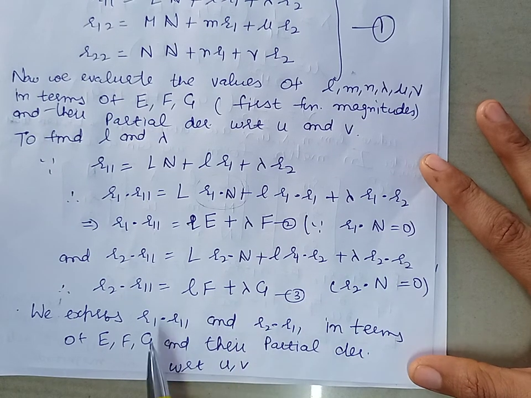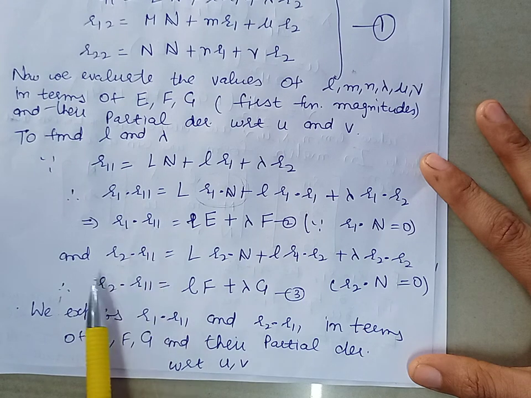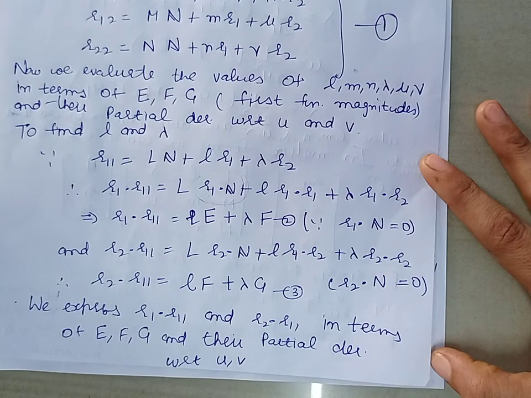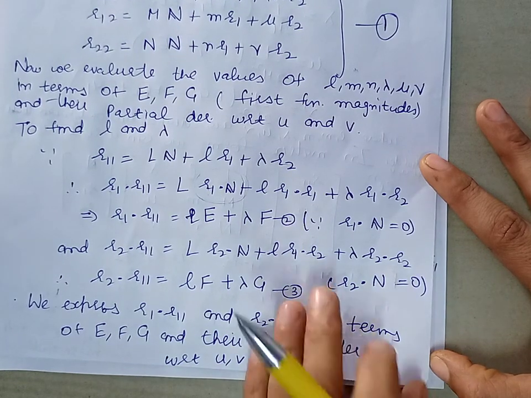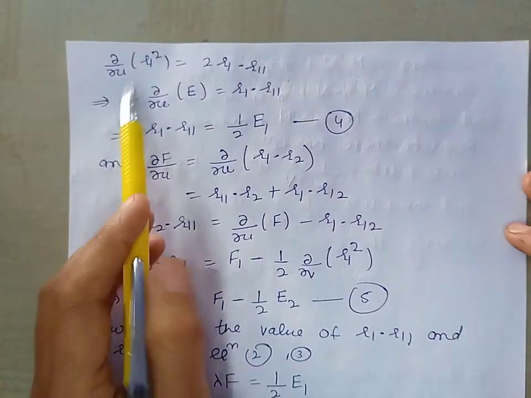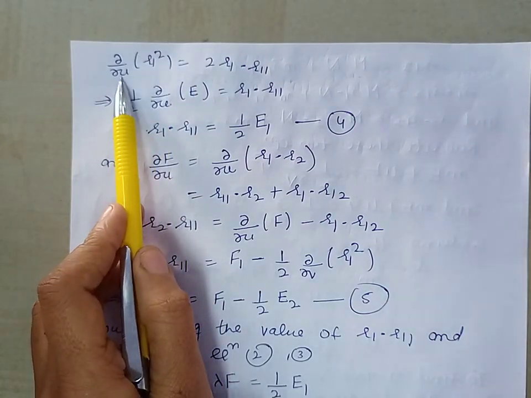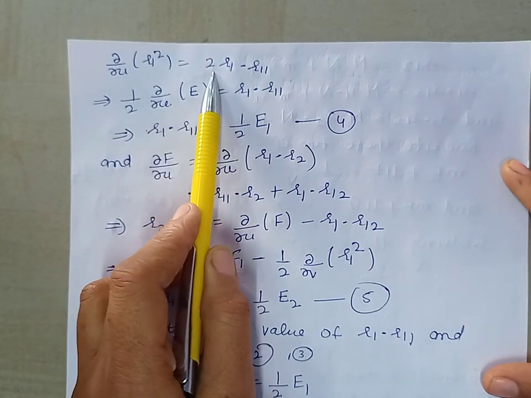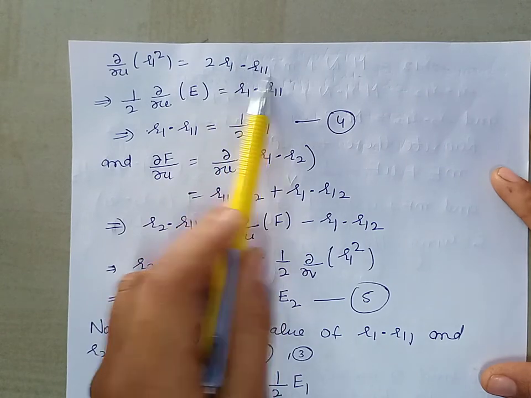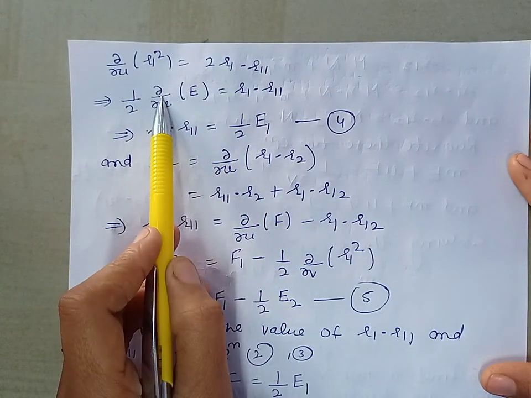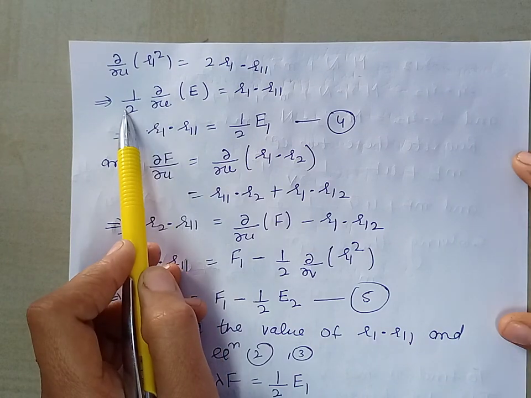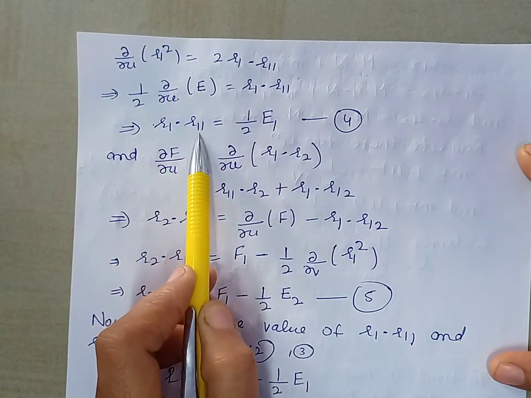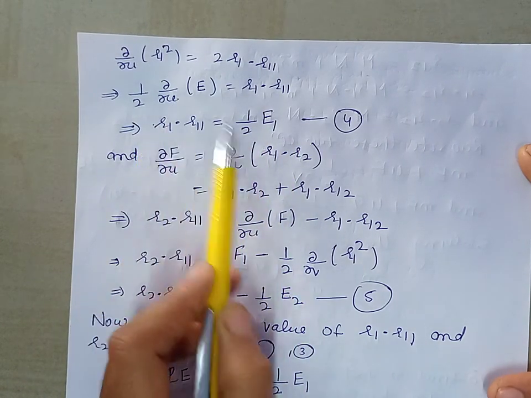Now let us express the vectors r1 dot r11 and r2 dot r11 in terms of E, F, G and their partial derivatives with respect to U and V. Now partial derivative of r1 square with respect to U. r1 square means r1 dot r1, so its partial derivative with respect to U will become 2 r1 dot r11. Now this is E, so partial derivative of E with respect to U divided by 2 is equal to r1 dot r11. So from here r1 dot r11 is given by E1 by 2.